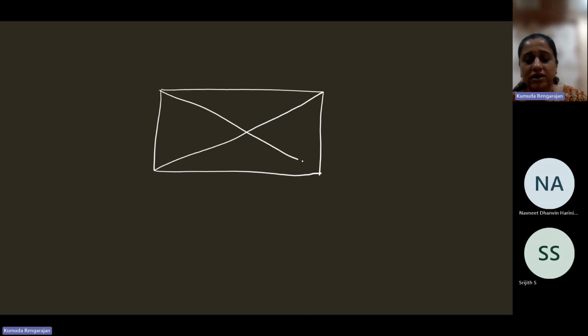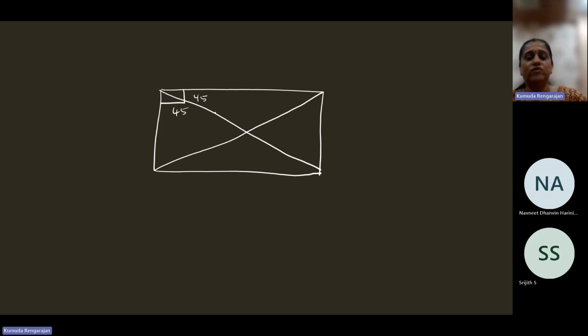The diagonals, they don't bisect the corner angles. Now this is 90 degrees in a rectangle. It will not be 45, 45. Half of 90 is 45, no? But it will not be 45, because the diagonal does not bisect the corner angle.